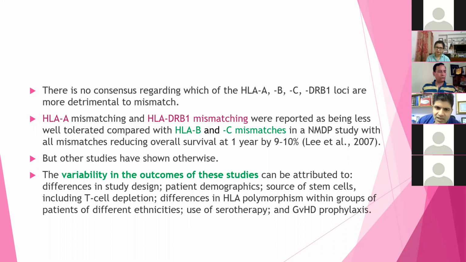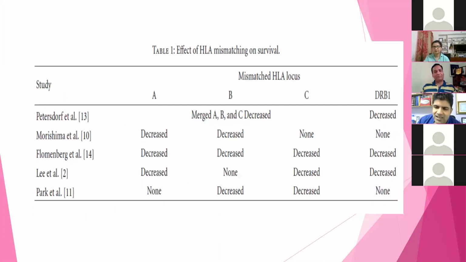And Neha initially asked which one is better: A, B, C, or DRB. They're all now considered equally bad. The one which is probably better is DQB1, because it was considered to have a stepmotherly treatment and doesn't seem to be very significant. There you can allow a mismatch. So you have to consider whether the mismatch is at the antigen level or the allele level, and what graft source you're using.